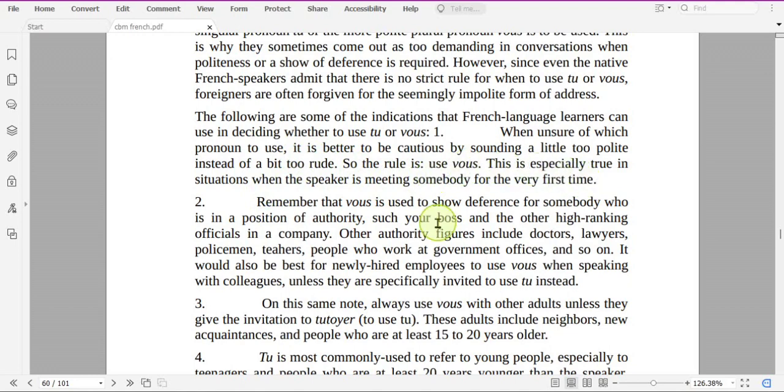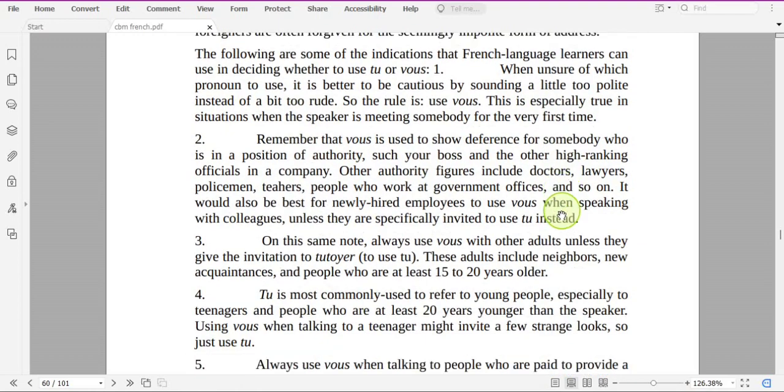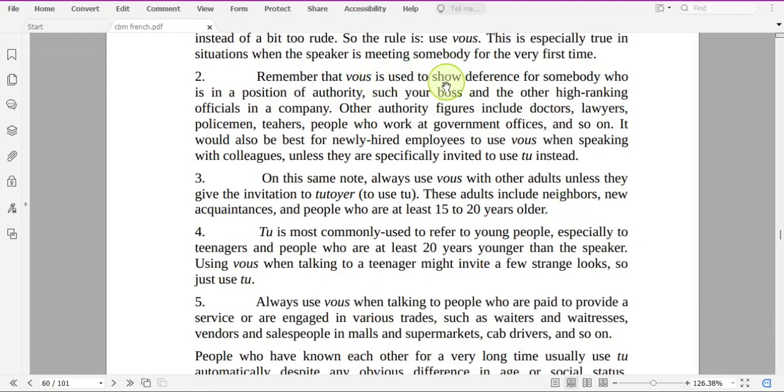This is especially true in situations when the speaker is meeting somebody for the very first time. Remember that vous is used to show deference for somebody who is in a position of authority, such as your boss and the other high-ranking officials in the company. Other authority figures include doctors, lawyers, policemen, teachers, and the like, right? But don't forget that when you are talking to many people at a time, vous is the only correct way to address them, okay? V-O-U-S.